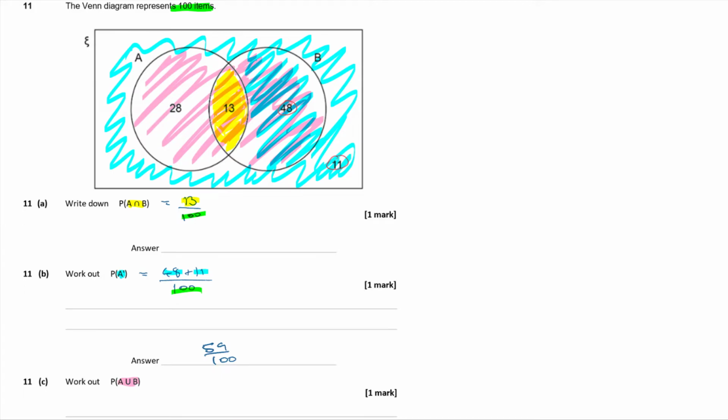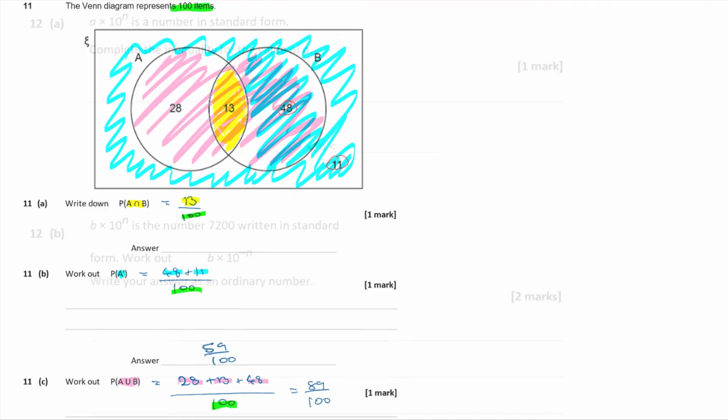And then so that is the 28 that's just in A, the 13 that's in A and B, and the 48 that is just in B, divided by the total. Okay, so those three bits came from the pink area, and the green is everything. Okay, so 28, 13, and 48, what's that add up to? So 48, 58, 61, 81, 89. So I make that 89 over 100.